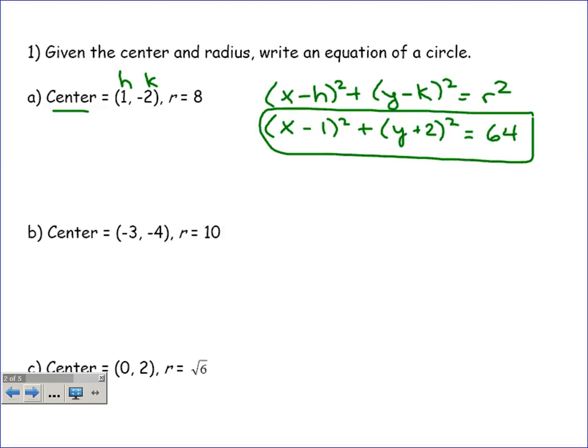You started it yesterday. Why don't you guys try to do part B on your own? We're going to check part B in just a second.